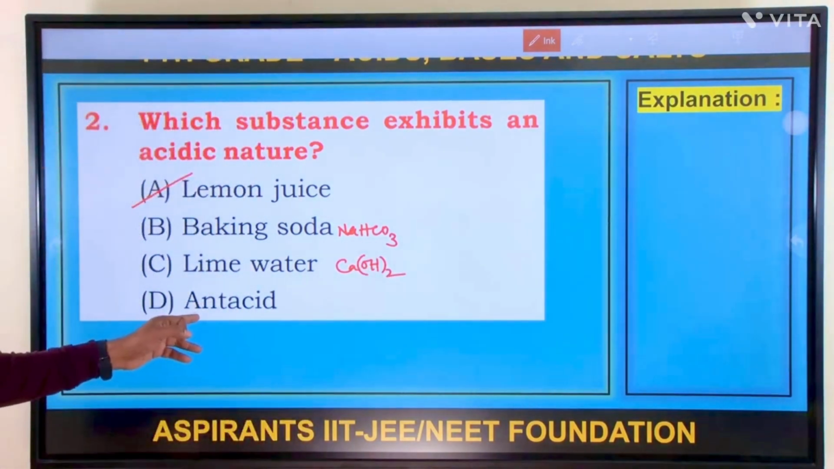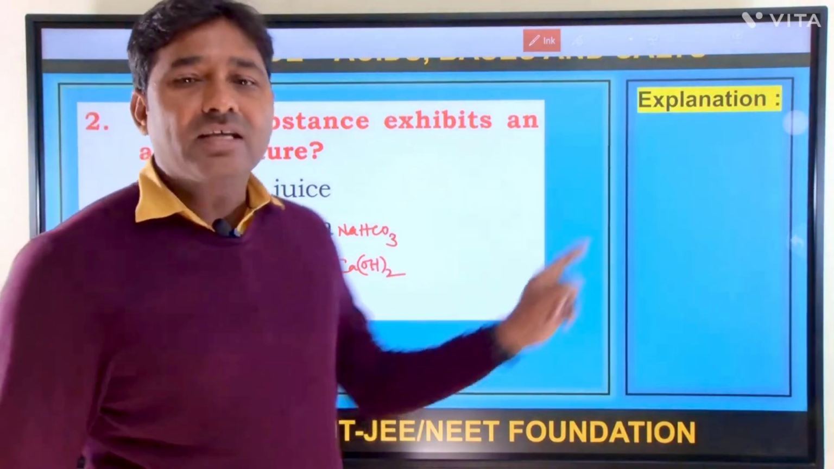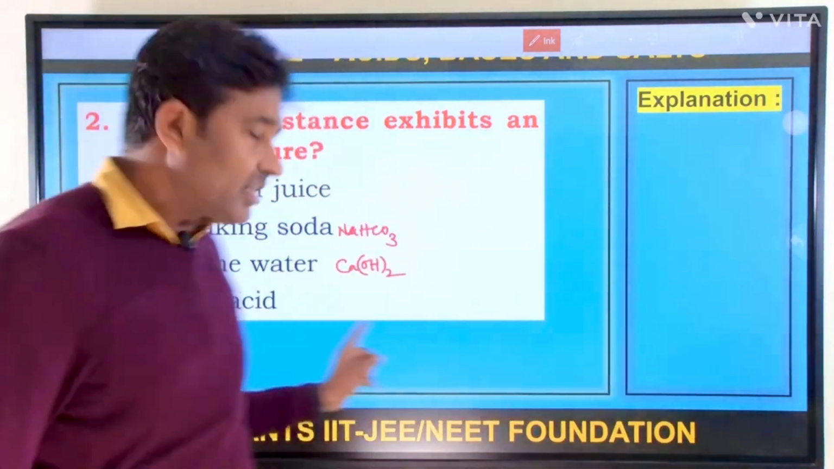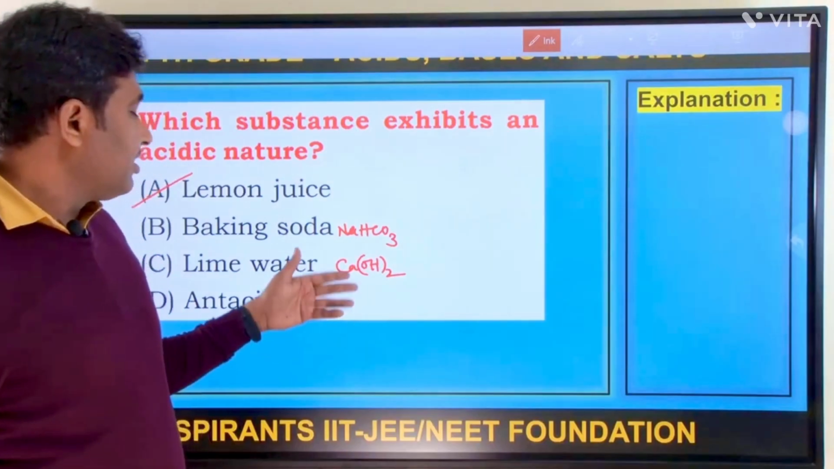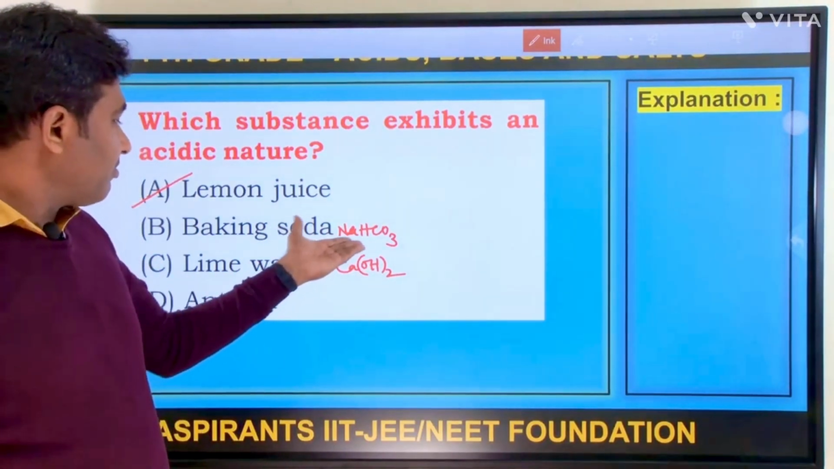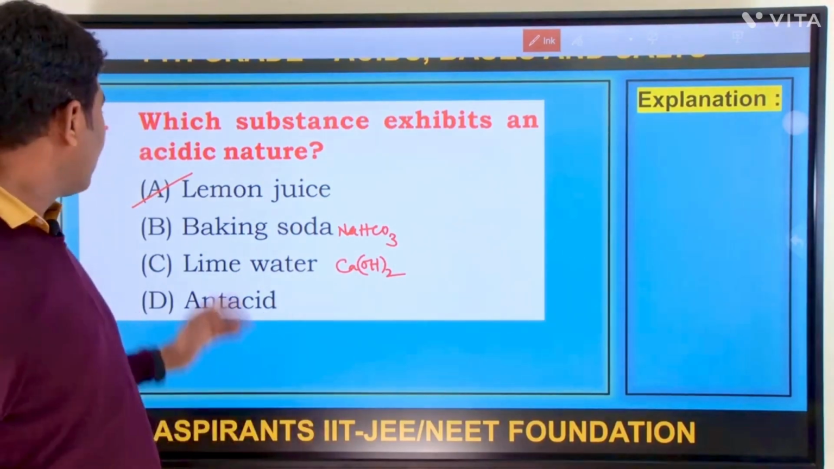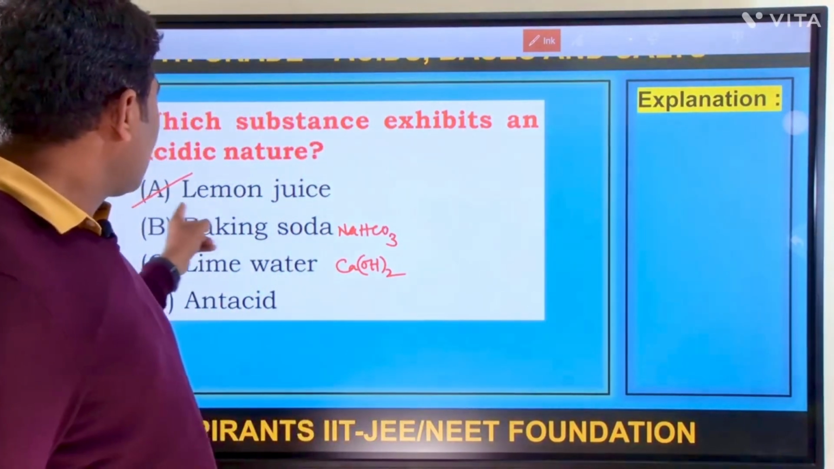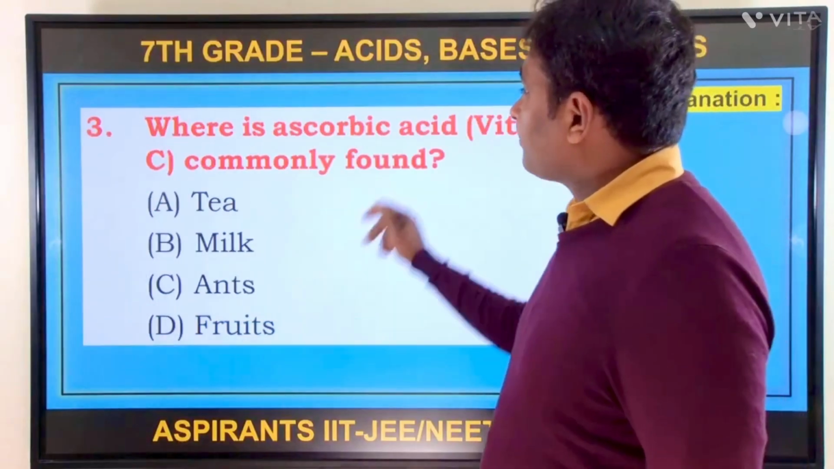Now antacid, within the name only we get the meaning. Antacid means it is anti to the acids, it acts against acids. That means it is also a basic component. Generally milk of magnesia, magnesium hydroxide, these are all basic components that act as antacids. Baking soda also acts as an antacid. So our option is lemon juice. Now we go to the next question.